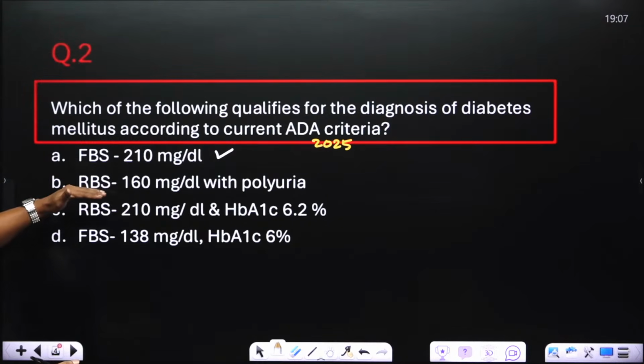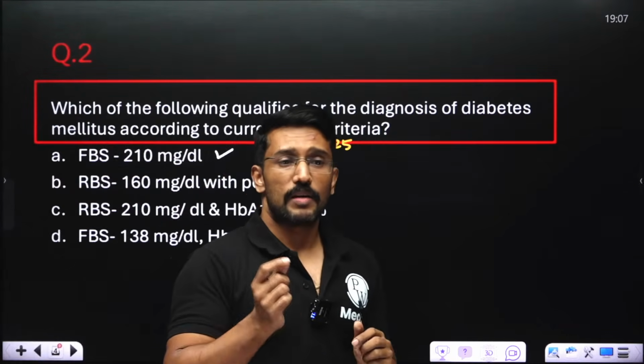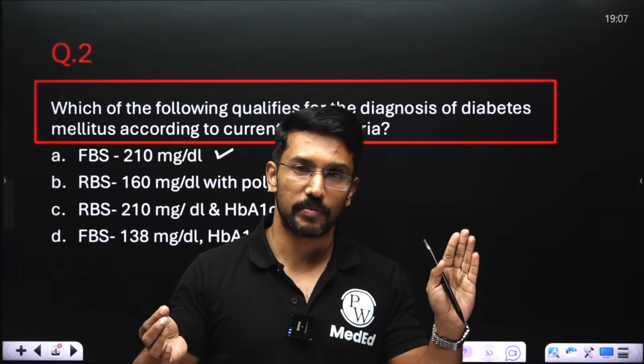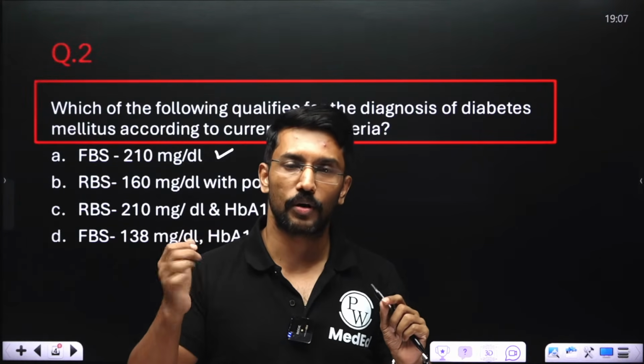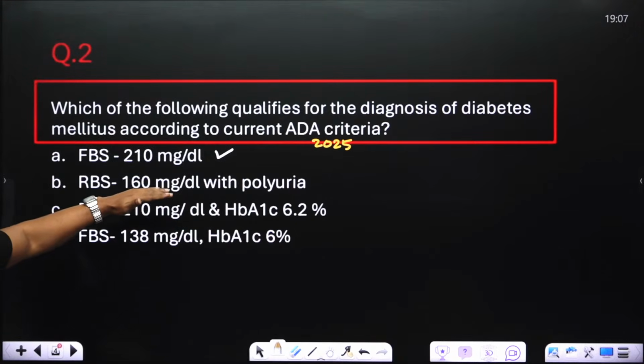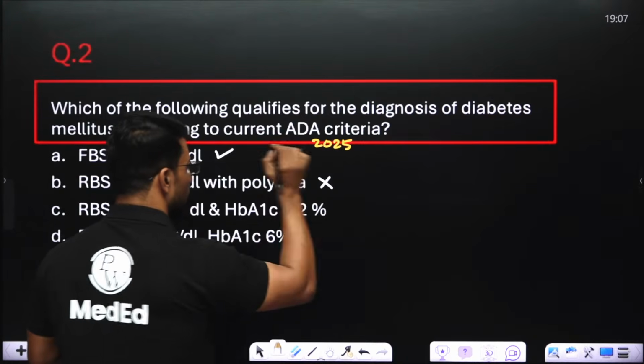Okay. Second one, does it satisfy RBS 160 with polyuria? RBS can be used for diagnosis of diabetes when the patient is symptomatic of diabetes and the RBS value is more than or equal to 200 milligrams per deciliter. Here it is not more than or equal to 200, it is less. So this does not satisfy the criteria.